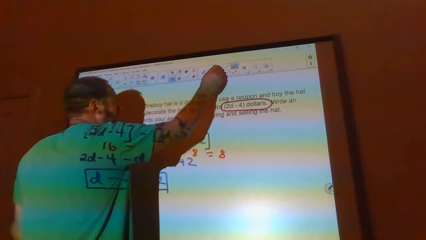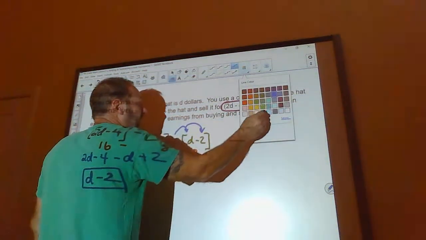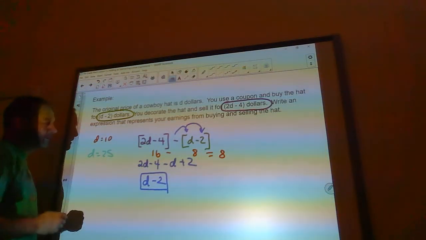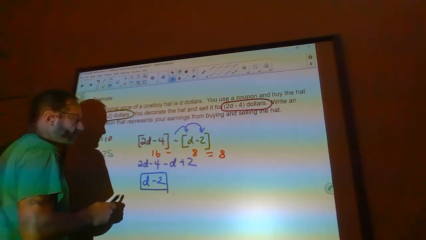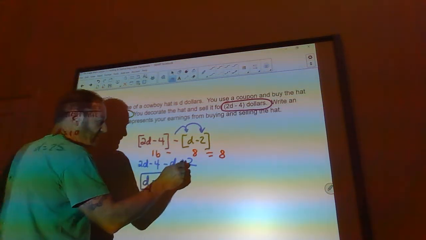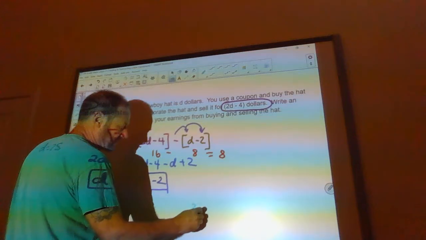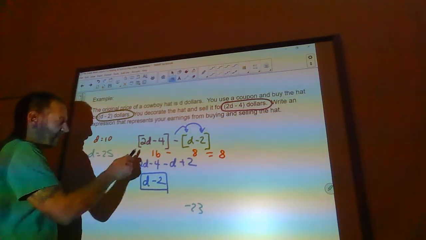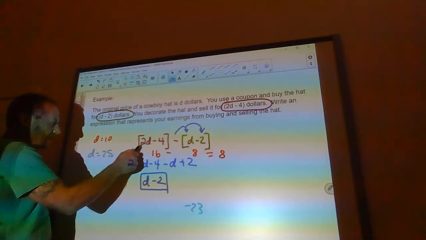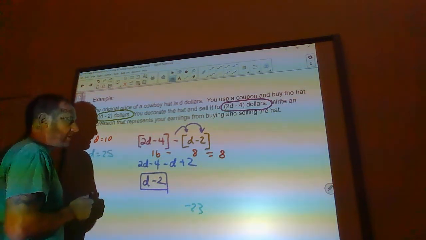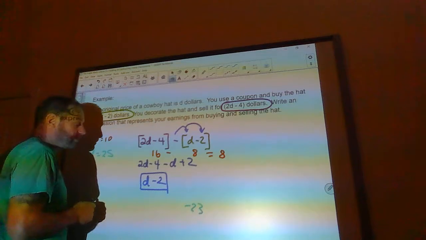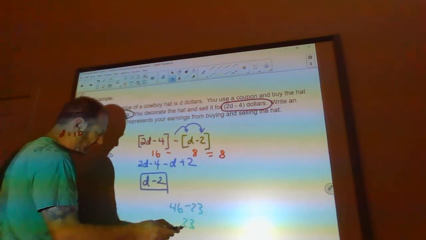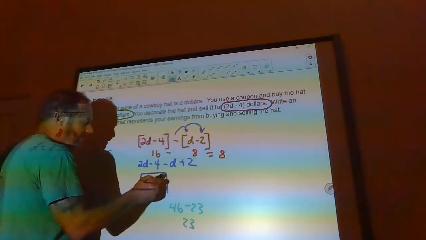I could pick another price. Let's say that D was 25. Would it still work? Okay, so I got $2 off. That means this is now $23. That's my cost. And then I sold it for 2 times 25, which is 50, minus 4 would be 46. And I would subtract that, I'd get 23. And you know what? That's D minus 2 again.